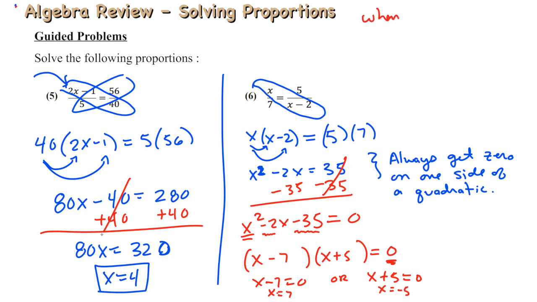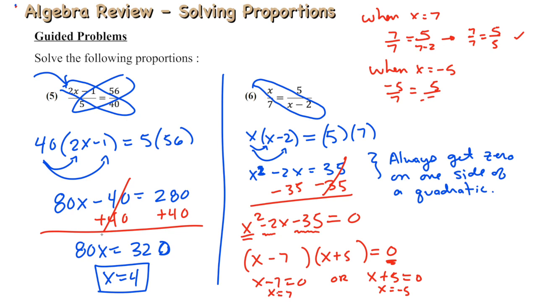So when x equals 7, our proportion would be 7 over 7 equals 5 over 7 minus 2, which is 5 over 5. So 7 over 7 equals 5 over 5. And we say, yes, that's true, that's good. When x is equal to negative 5, we get negative 5 over 7 equals 5 over negative 5 minus 2. So that's negative 5 over 7 equals 5 over negative 7.